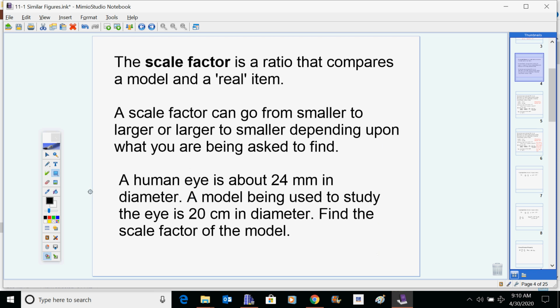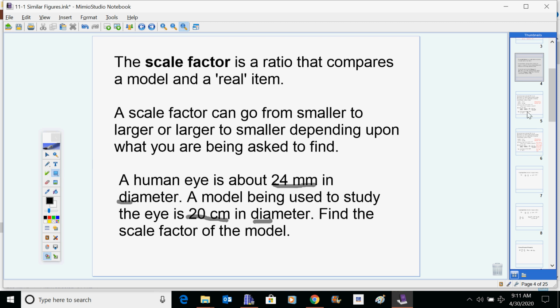The human eye is about 24 millimeters in diameter. You know what a diameter is, so we're going to think about that number, 24 millimeters in diameter. The model is 20 centimeters in diameter. So it's diameter to diameter, because you have a small one that's real and a big one that's the model, so you could study it a little bit. We want to find our scale factor by comparing the real amount to the model amount. So let's take a look at that.